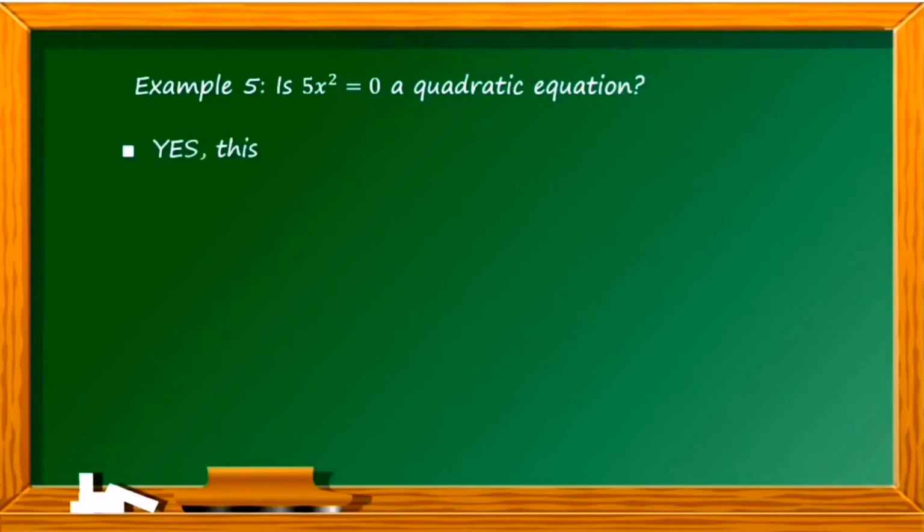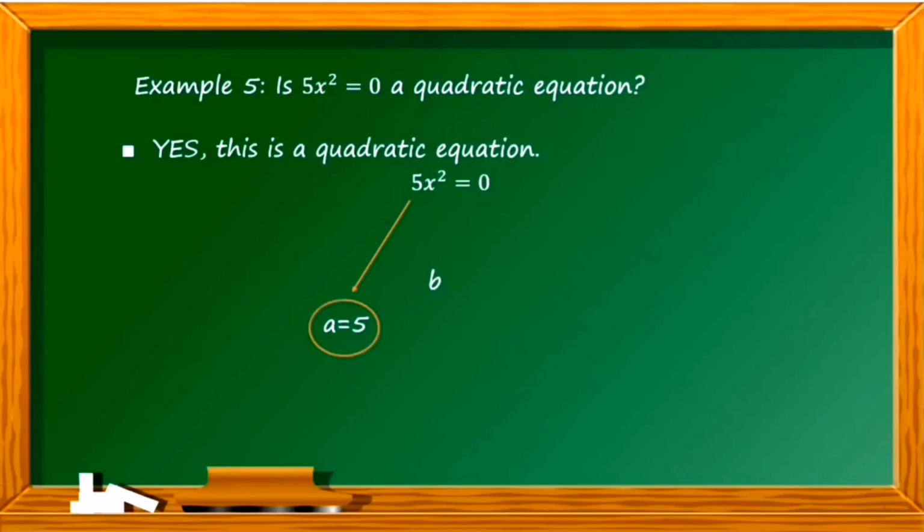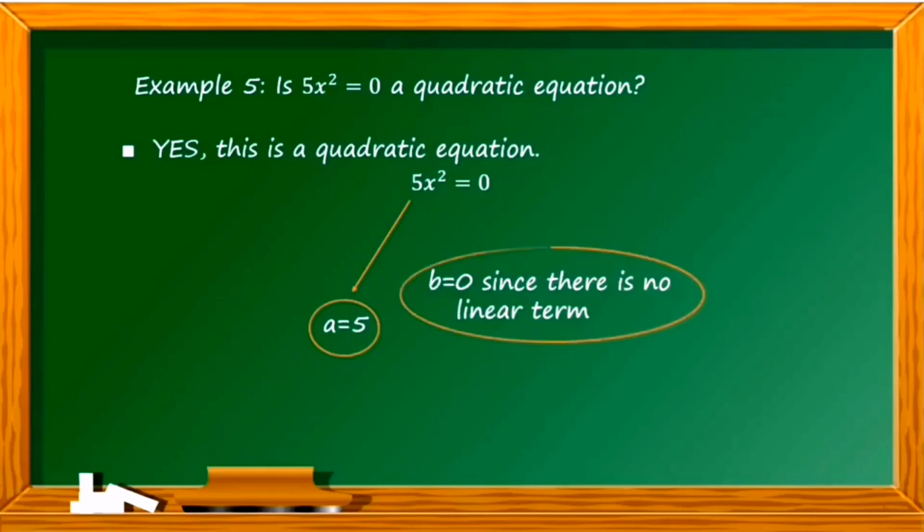Last example. Is 5x squared equals 0 a quadratic equation? The answer is yes, this is a quadratic equation. From 5x squared equals 0, our a is equal to 5. b is equal to 0 since there is no linear term. c is also equal to 0 since there is no constant term.